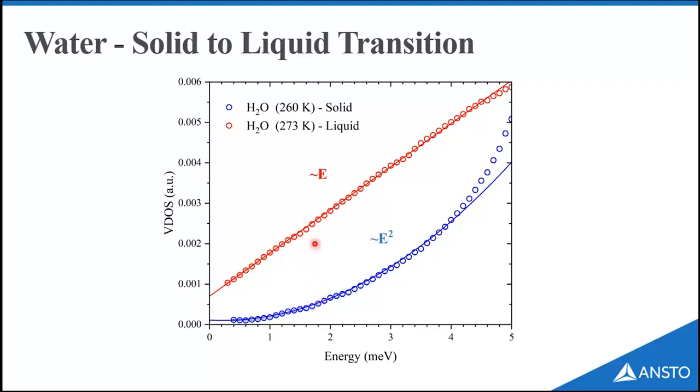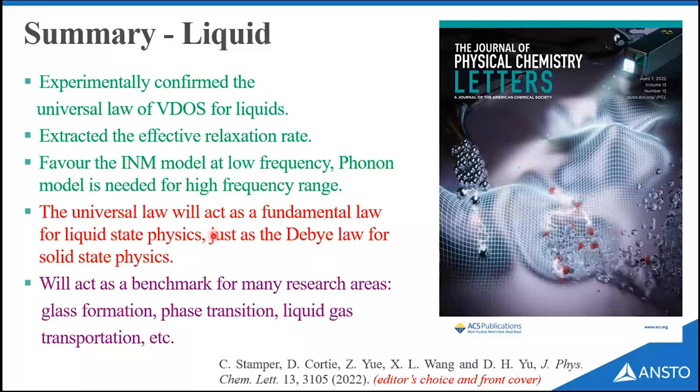As you can see here, this is for water, and we clearly observe the transition from omega square to a linear relationship upon the phase transition from ice to water, from the solid to liquid. And this is also true for other liquids like polymer liquid, liquid metal, etc. So combined with the theory, we prove this universal law of vibrational density of states for liquids. They behave like a linear relationship in the low energy region. So this universal law will act as a fundamental law for liquid state physics, just as the Debye law for solid state physics. So this will act as a benchmark for many research areas like glass formation, phase transition, and liquid gas transportation, etc.